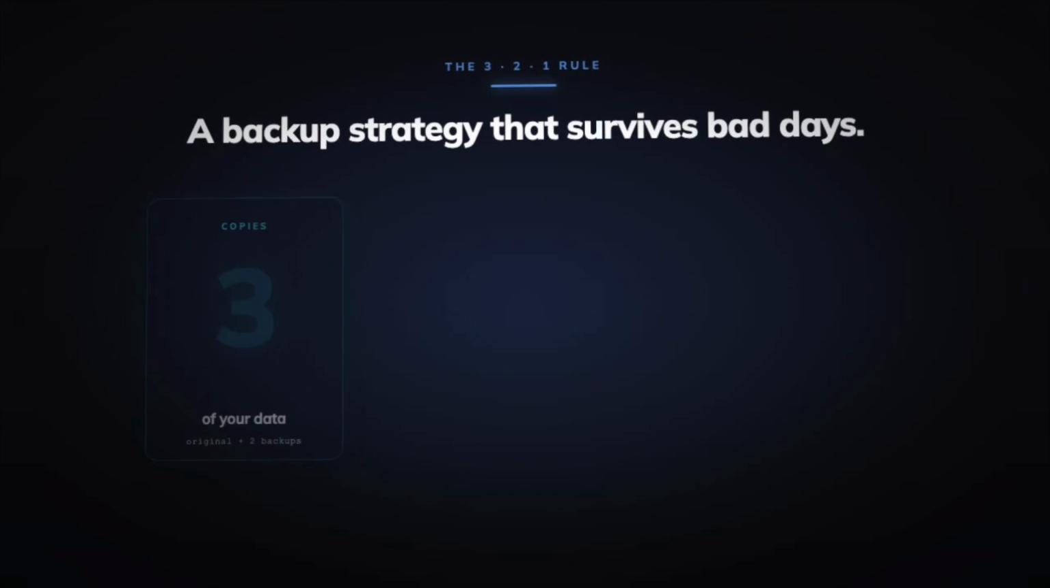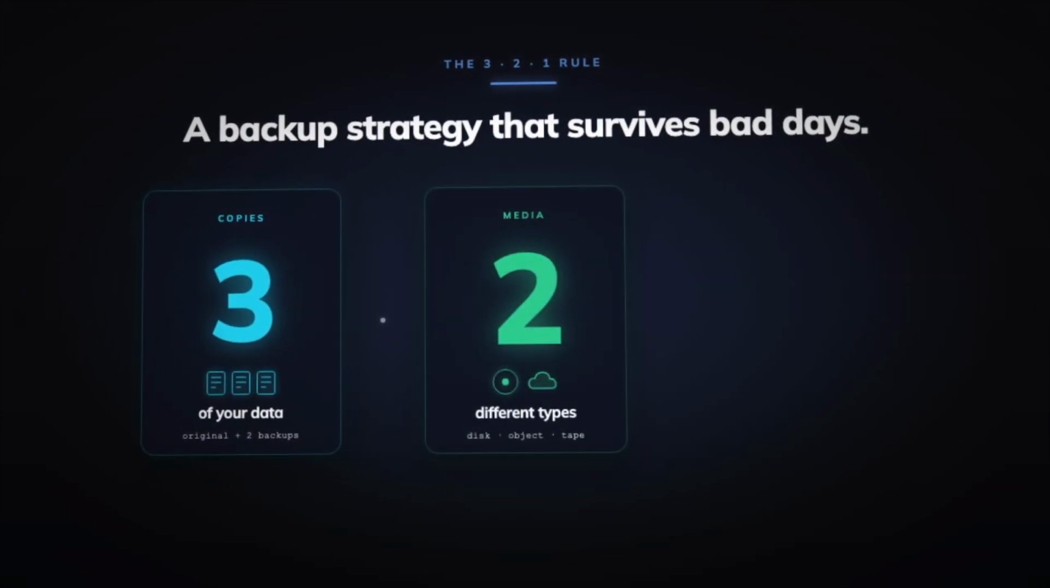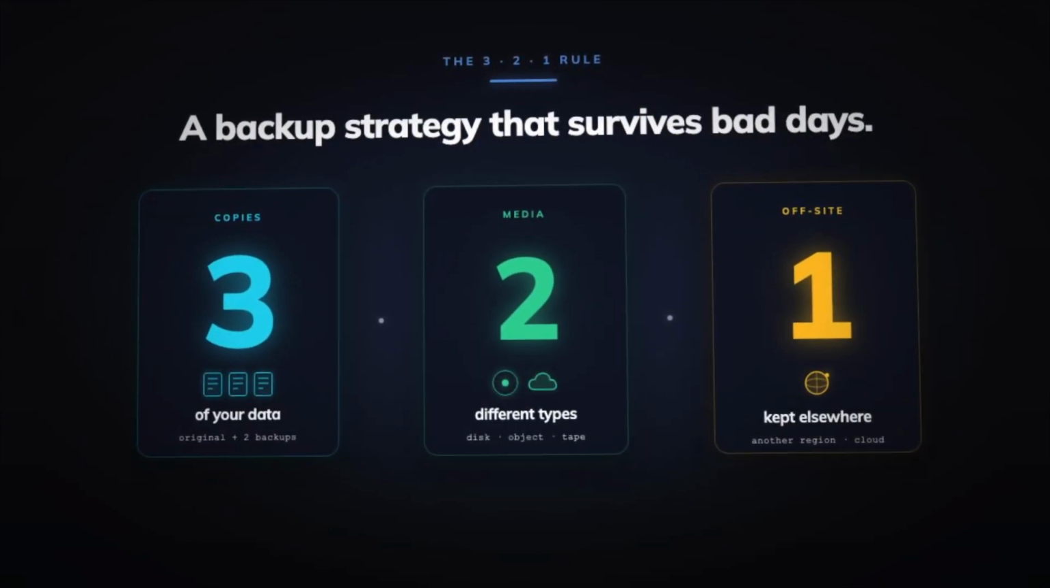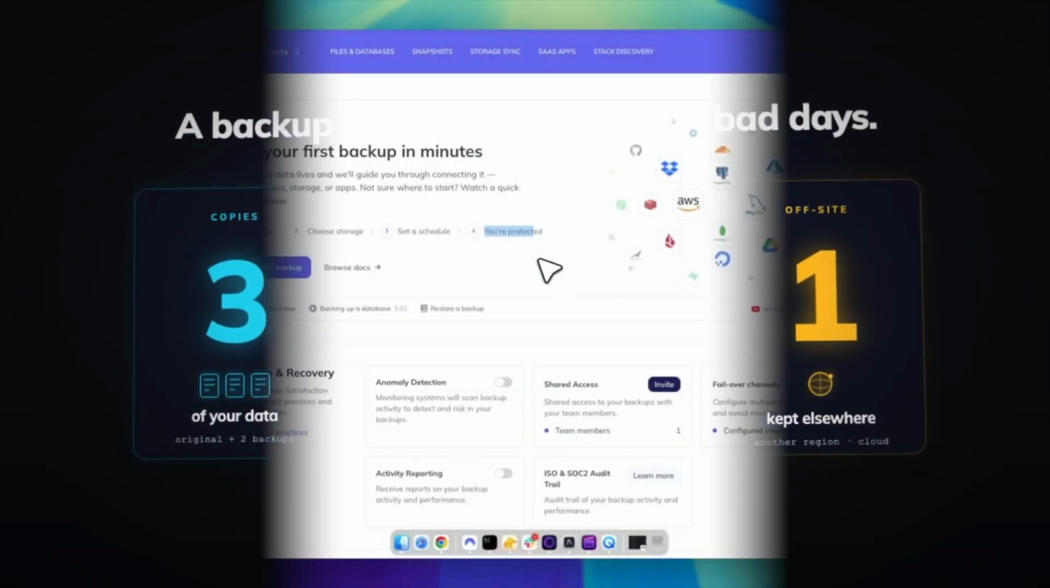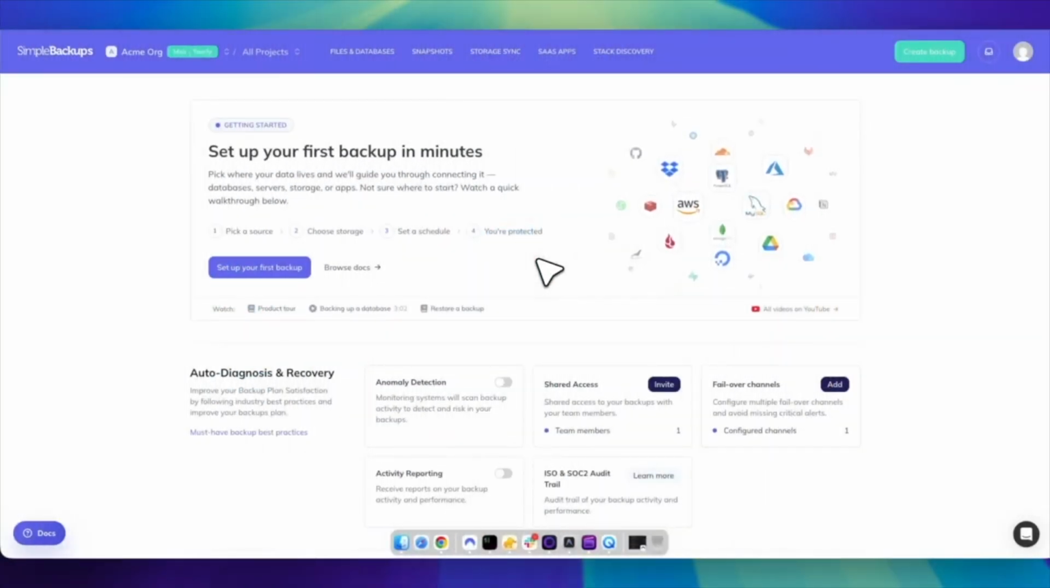When creating a backup, you need to worry about the 3-2-1 rule, which means basically 3 copies of your data on 2 different media types, one of them preferably offsite. And that is exactly what we help you to do on Simple Backups.